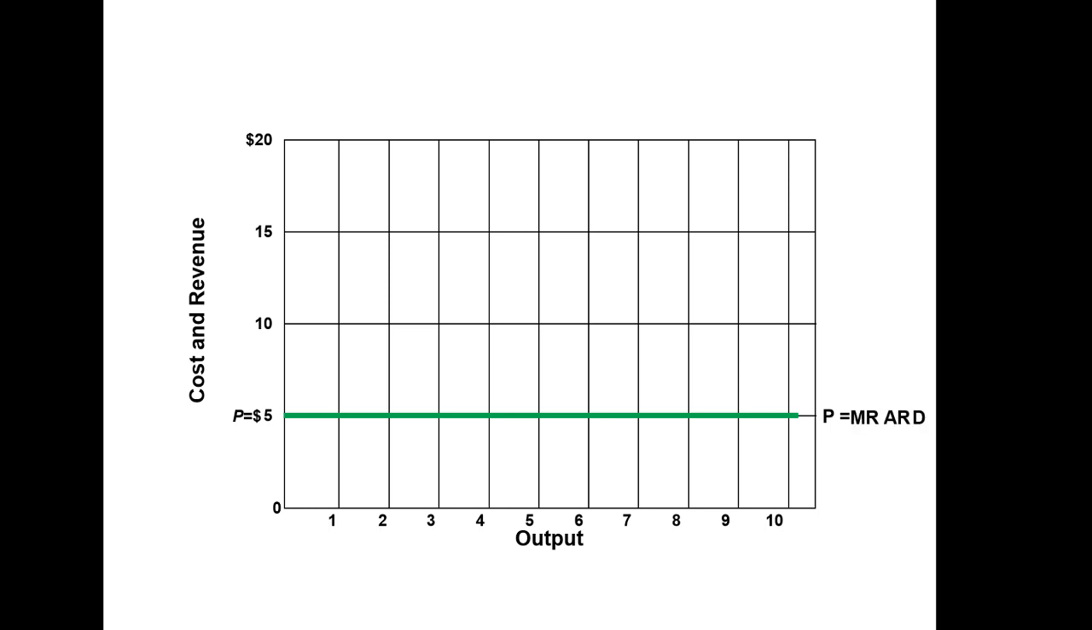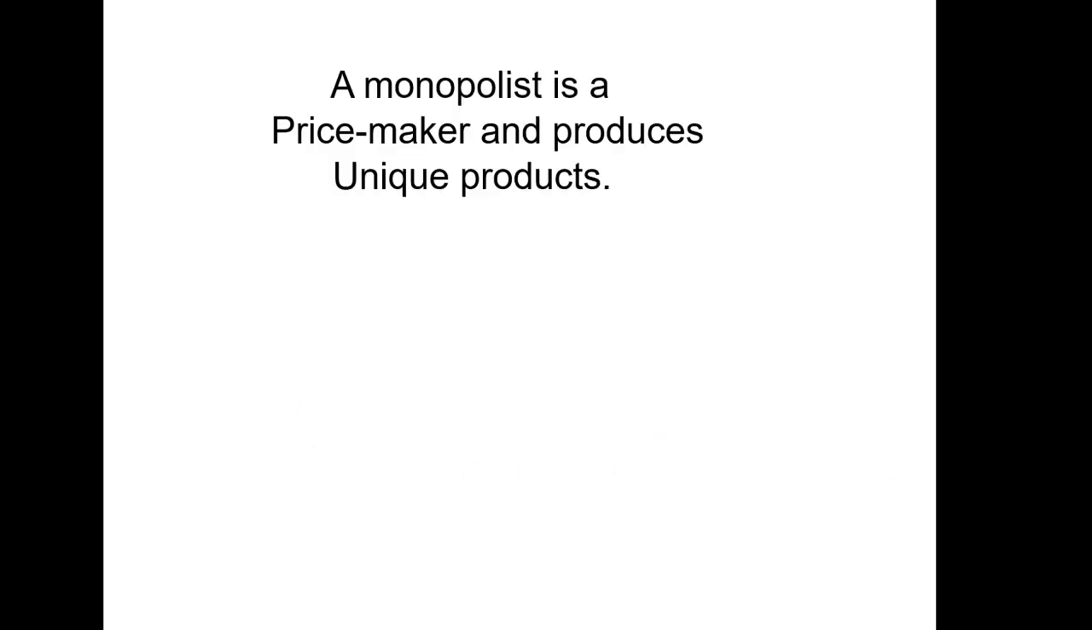So we did say, what's the difference for the monopolist, right? If this curve is horizontal because they are price takers with homogeneous goods, a monopolist is a price maker and he produces a unique good. So he is not going to have a horizontal demand curve, right? So a monopolist, a price maker, produces unique products. Let's go to the chart, right?